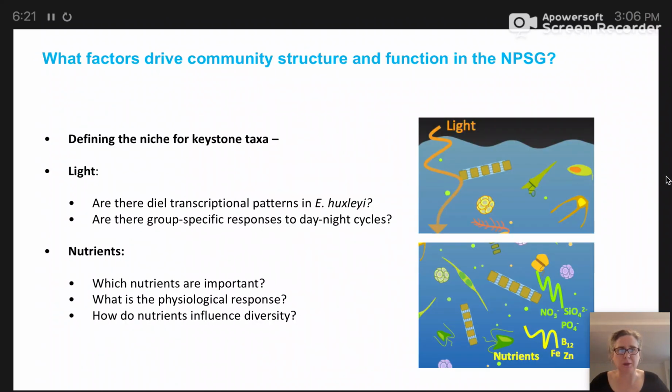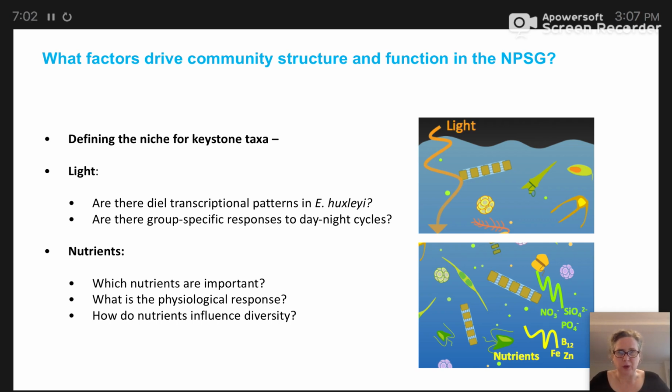So today I'm going to be talking about what factors drive community structure and function in the NPSG with a specific focus on E. hux, or defining the niche for that keystone taxa, focusing first on light and then on nutrients. Some of the questions that we're focused on are: are there diel or day-night driven transcriptional patterns in E. huxleyi, where it partitions what it's doing over the course of the day, and are there group-specific responses to day-night cycles that might allow E. hux to distinguish its niche from that of its phytoplankton neighbor?